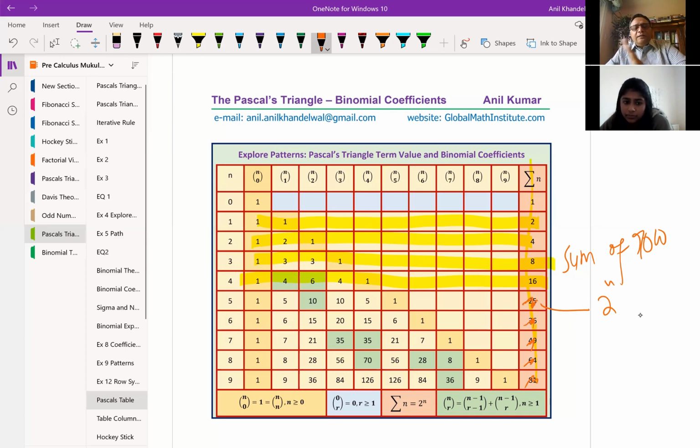So when you add these rows, you get 2 to the power of n as your answer. Also you can see that when you add the numbers 4 and 6, you get 10. So adding the closest previous two on the row gives you this particular pattern. Another thing we learned is that the value of r should be between 0 and n, correct?